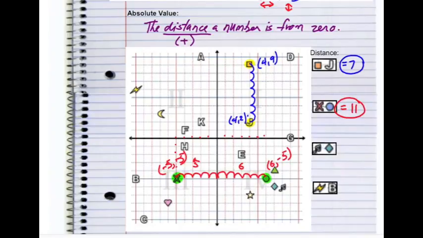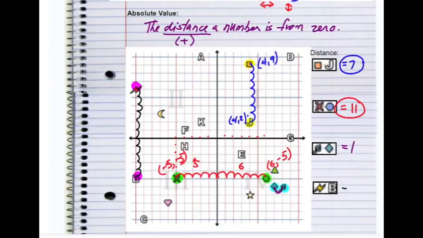Okay? Let's look at the distance between the music note and the diamond. These are obviously very close together. There is only a distance of 1 unit between the two. And then the distance between the lightning bolt and the bee, we can go through and count 1, 2, 3, 4, 5, 6, 7, 8, 9, 10, 11.